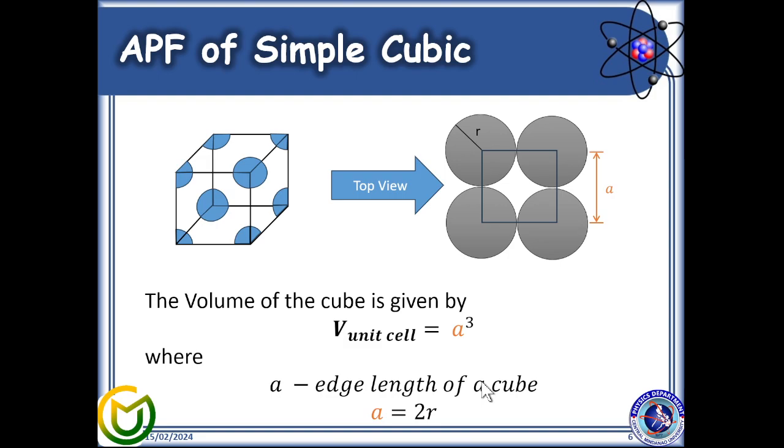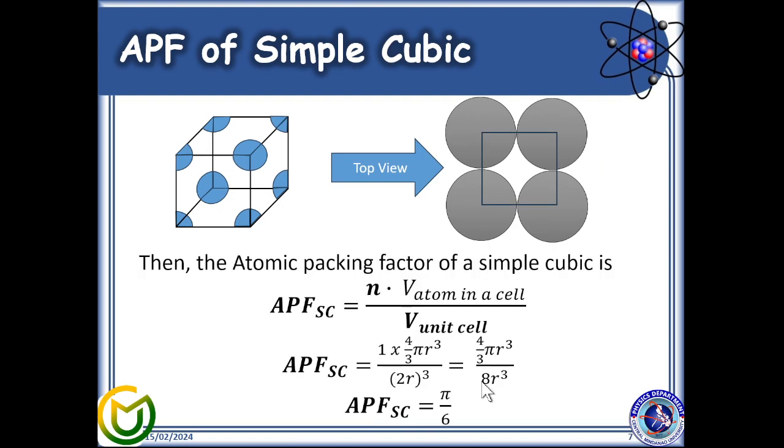But at the edge of length a, there are 2 atoms in contact with each other. So the edge length of this cell is just equivalent to 2 atomic radii, such that the edge length a is now equivalent to 2r. Plugging the values of n, the volume of an atom, and the volume of the unit cell, we obtain the value of the atomic packing factor of a simple cubic, which is pi/6.